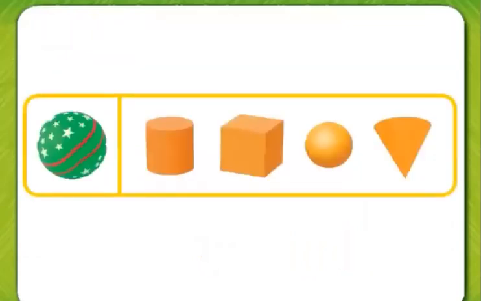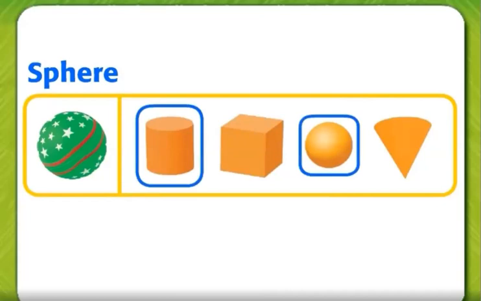In our first problem, let's first identify the object and then describe it. This ball is a sphere. It is round and rolls. Now circle the three-dimensional figures that roll. Good job! The cylinder, the sphere, and the cone are the figures that roll.